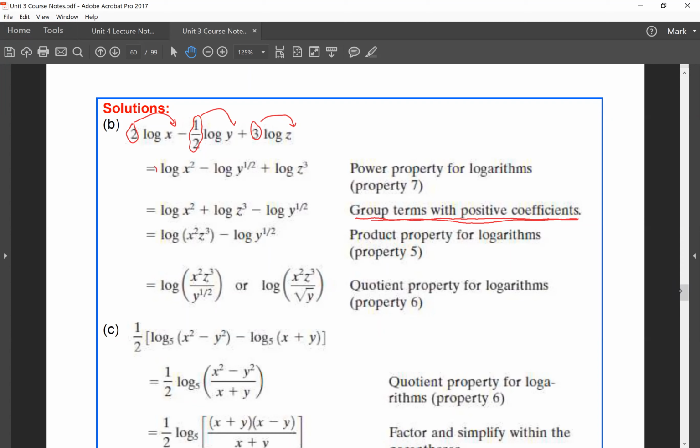So this is positive, this guy's positive. So log x squared plus log z cubed would be log of x squared times z cubed. Now with my subtraction term, I put it on the bottom as division, and I get this. And this is your answer. This is okay too, but this is fine. So we moved the exponents back into the logarithm. We then multiplied any terms that were added. We divided any terms that were subtracted, and then that's it.